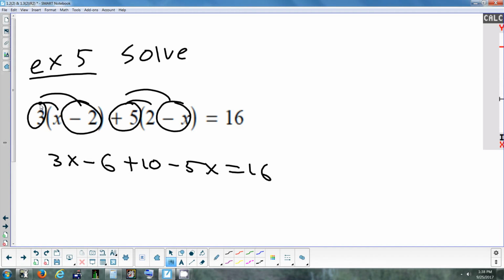Any like terms on the left-hand side? Mallory? 3x, negative 5x. Anyone tell me what you get when you combine those? Negative 15x. Careful, you're just subtracting. 3 minus 5. Negative 7. Not negative 3 minus 5.